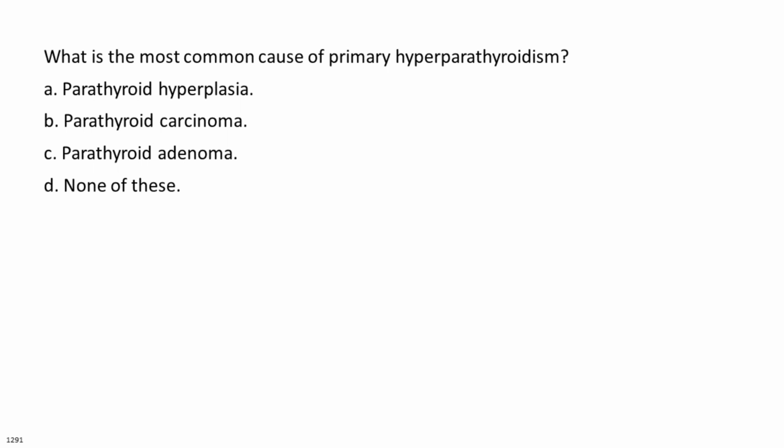What is the most common cause of primary hyperparathyroidism? A. Parathyroid hyperplasia. B. Parathyroid carcinoma. C. Parathyroid adenoma. D. None of these.